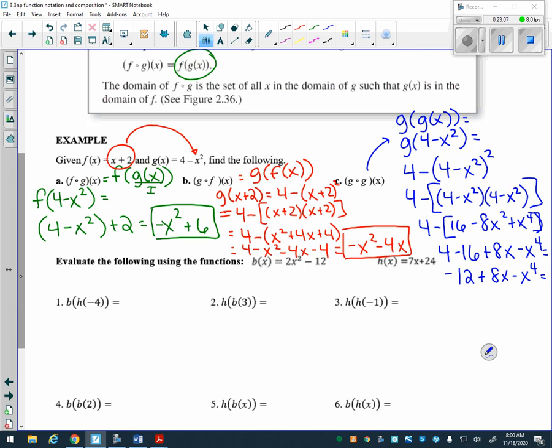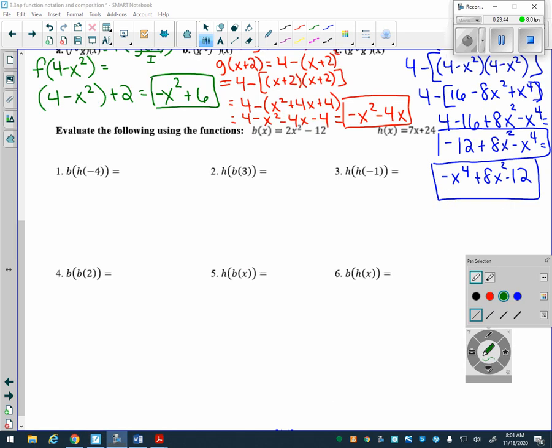Okay, you could actually leave it this way, and the reason I want you to leave it this way is sometimes the negative signs get lost. But if you wanted to rewrite it, negative x to the 4th plus 8x squared minus 12. Okay, so either one is acceptable, as long as you have negative 12 plus 8x squared minus x to the 4th, or negative x to the 4th plus 8x squared minus 12.